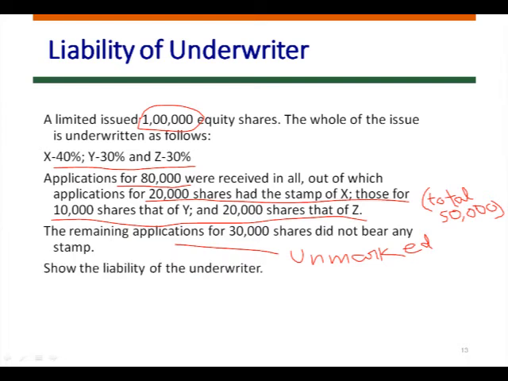Now we will be calculating the liability of the underwriter. So there are 3 points. Number 1, the total number of shares issued. Number 2, what was subscribed by the public directly, or what is the percentage of the total equity shares which are subscribed through the underwriters. Those subscribed through the underwriters are called marked applications, and those directly subscribed are called unmarked. We will be calculating the liability of the underwriters in this question.